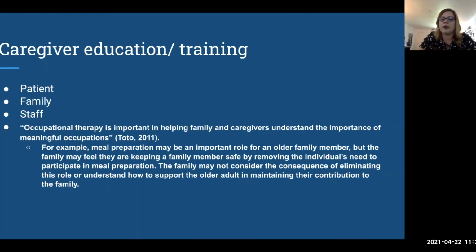But OTs also play a critical role in the importance of meaningful occupations for the individual. So an example I put here is a family member might feel it's unsafe for their mom, for example, to complete meal preparation on their own. And they might not recognize that that person completing meal preparation is imperative for their well-being. So an OT can provide education as well as adaptations to allow that mom or that family member to continue doing what's important to them, as well as providing it in a safe environment so the family feels comfortable.